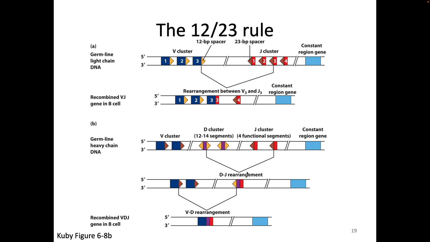Okay, so we can now actually start to think about the enzymes that are doing the cutting. Now we know where they're going to cut and what it's going to look like with the cutting, but now we need some enzymes who are going to do the cutting. And the enzymes that are going to do the cutting are called RAG1 and RAG2.